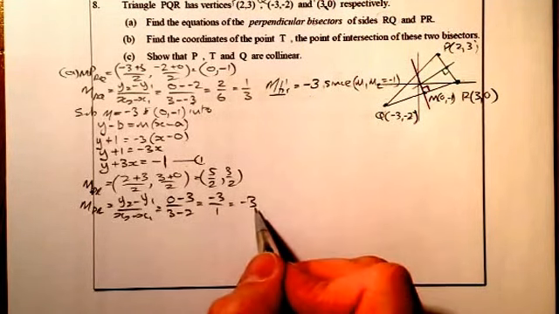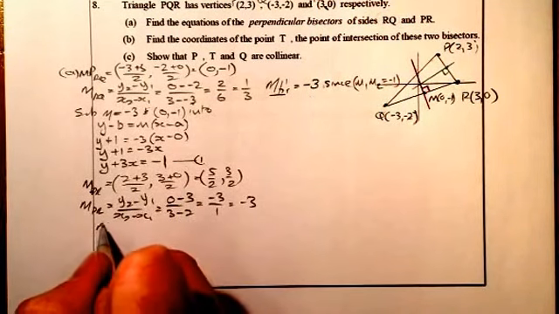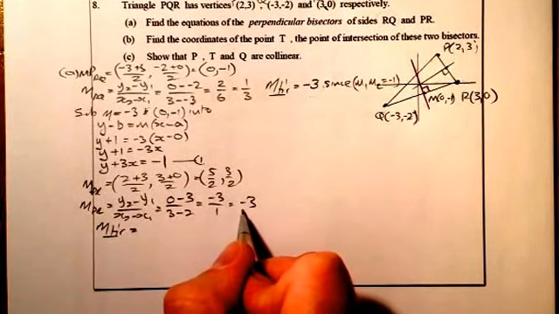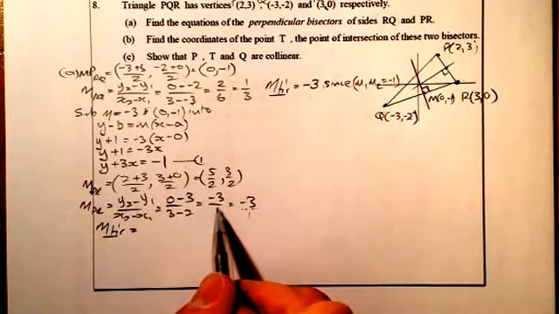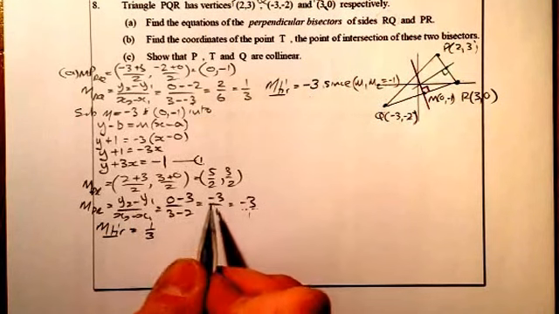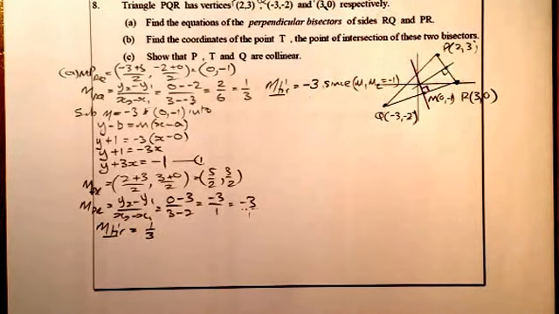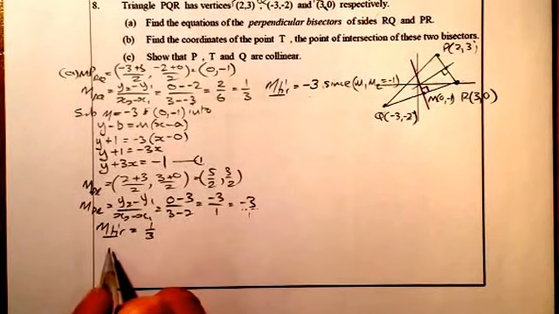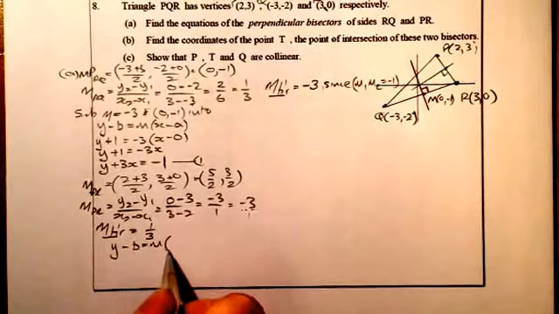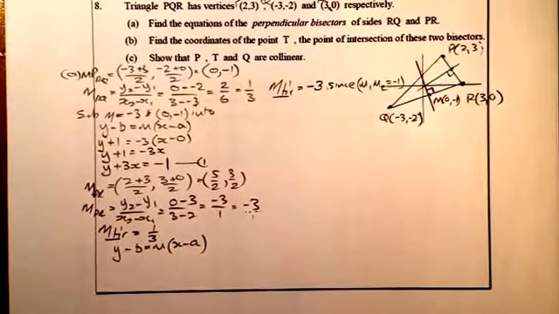So a perpendicular gradient for that one there. So the gradient of the perpendicular is going to be equal to, flip it over, so that's going to be a third, and I'm going to change it from negative to positive, so the gradient's a third that I'm going to use. Right, so I'm going to substitute that into y minus b equals m(x minus a).